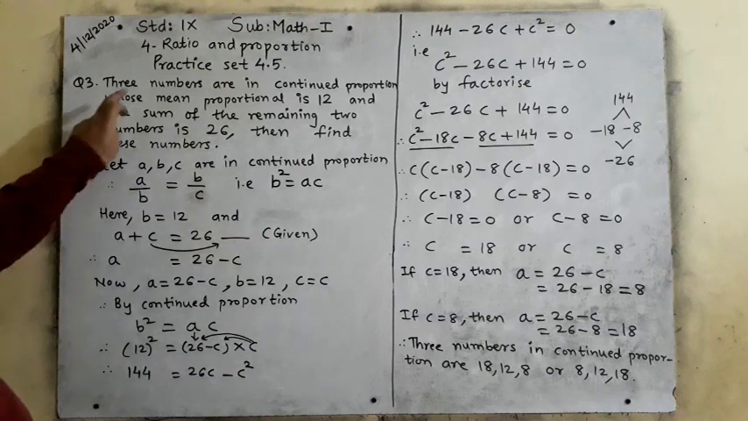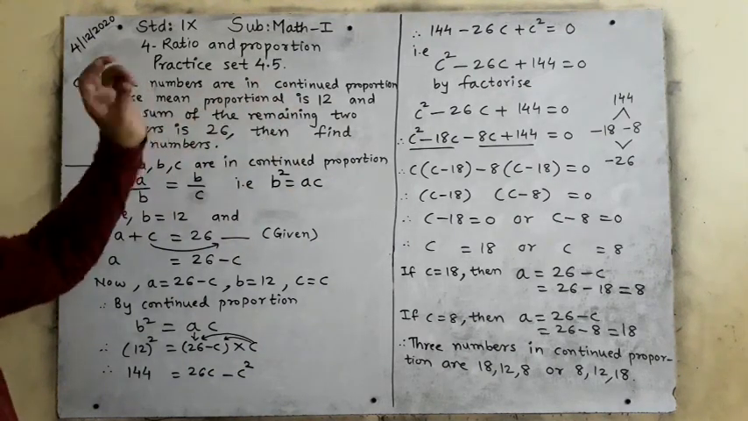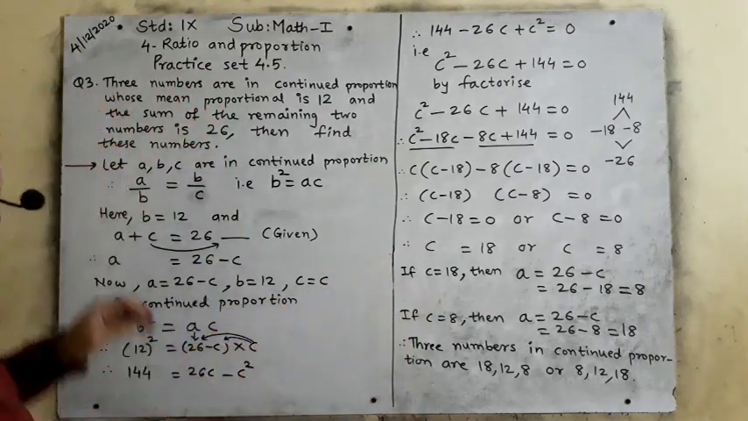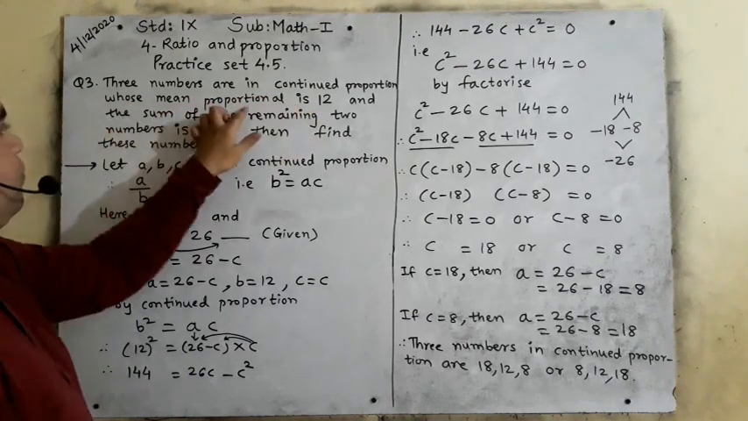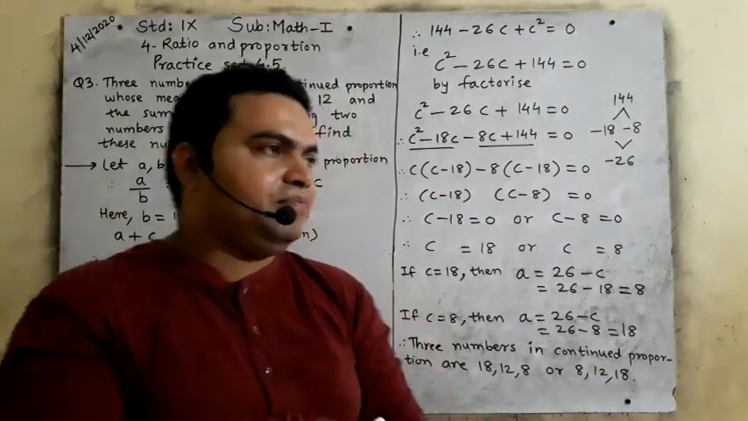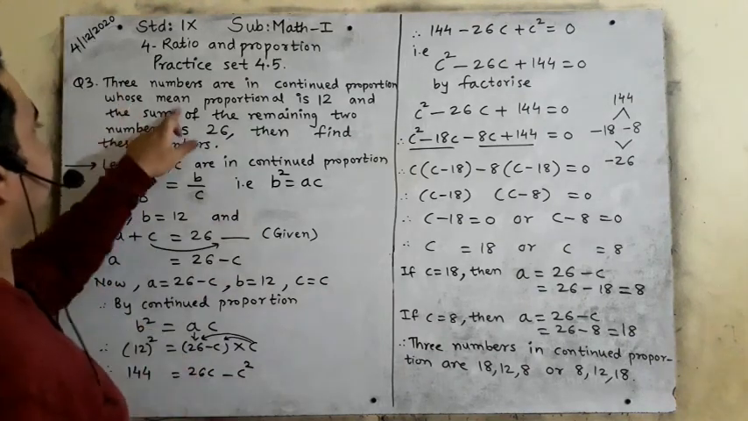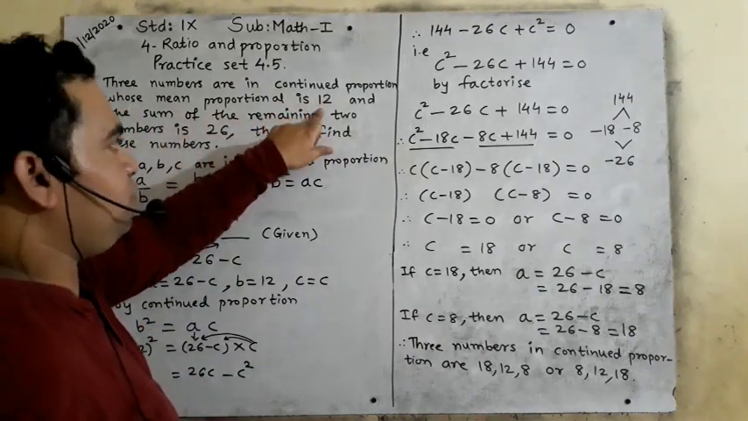Pay attention. Three numbers are in continued proportion. Okay, it is given three. There are three numbers which are in continued proportion, whose mean proportional is 12. What is mean proportional? Means the value of B, the middle term. Mean means between A and C, that is the B value. So here whose mean proportional is 12 means the value of B. B is equals to 12.